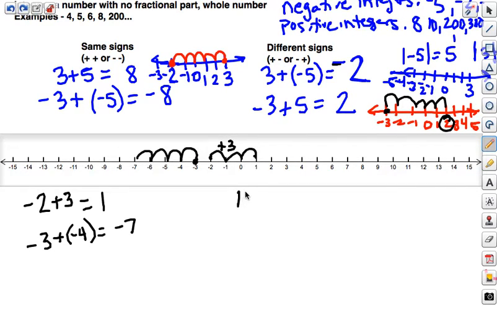Okay, let's say we have 11 minus 15. So we're going to start at 11, and we're going to go 15 to the left, okay, because subtraction means we're decreasing. So 1, 2, 3, 4, 5, 6, 7, 8, 9, 10, 11, 12, 13, 14, 15. Okay, so that takes us to negative 4.